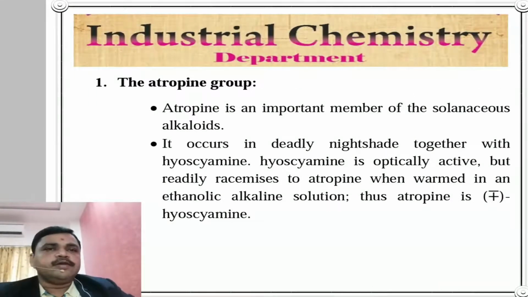First of all, the atropine group. Atropine is an important member of the miscellaneous alkaloids. It occurs in deadly nightshade together with hyoscyamine. Hyoscyamine is optically active but readily racemized to atropine when warm in an ethanolic alkaline solution. Thus, atropine is plus-minus hyoscyamine. It is very important.